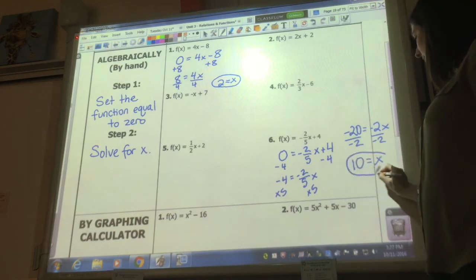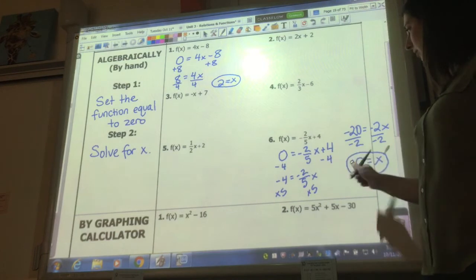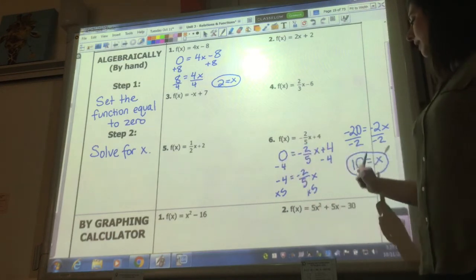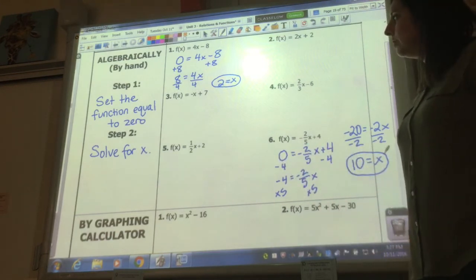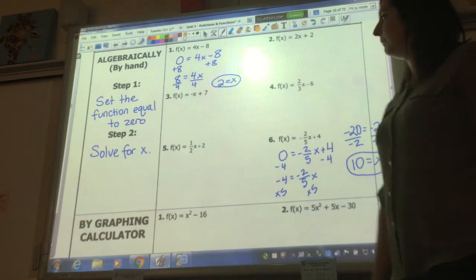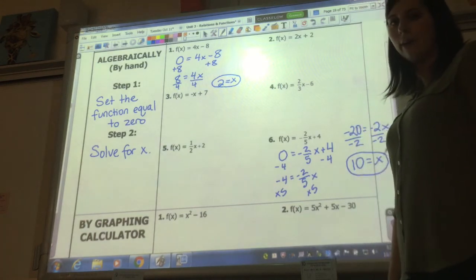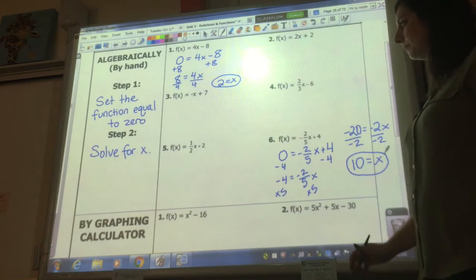And you just solve for the zeros of this equation. So when y is 0, x is 10. Go ahead and try 3, 4, 5. Pause your video now and solve those problems.